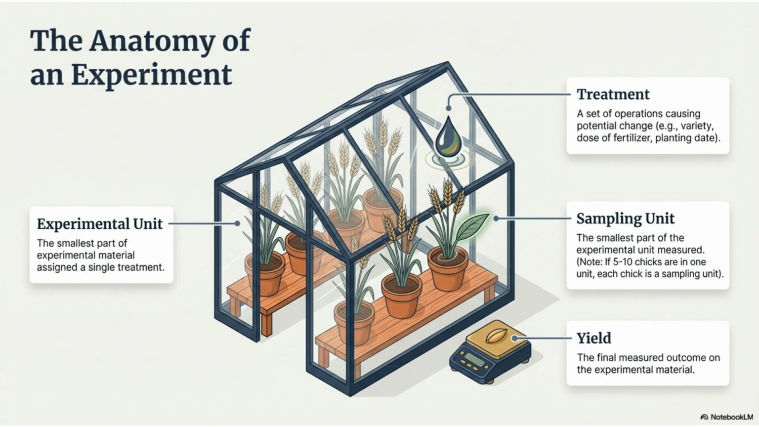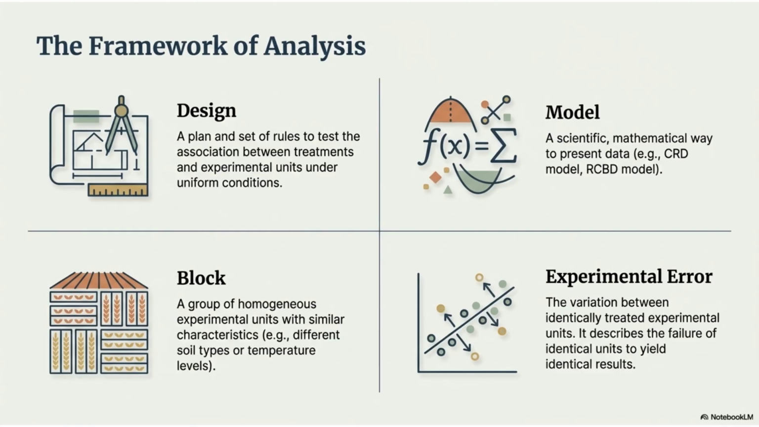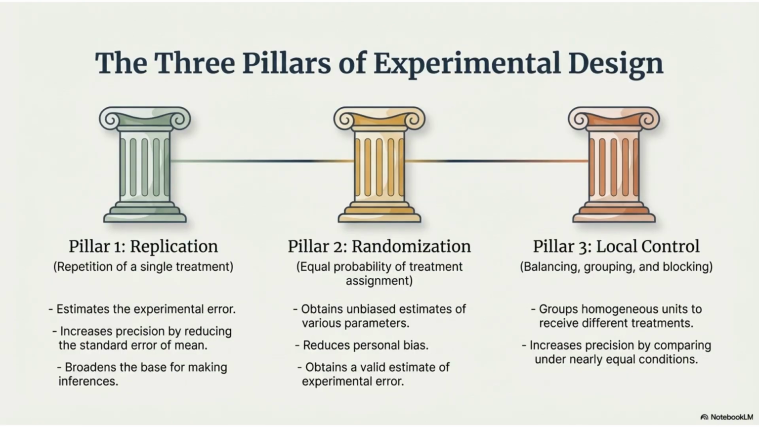Key components include the experimental unit, the smallest part assigned a single treatment, the treatment itself, the sampling unit, and the measured yield. Our framework of analysis involves the design, which is the plan to test treatments, the statistical model used to present data, blocking to group similar units, and experimental error, which is the natural variation between identically treated units. Experimental design relies on three pillars: replication to estimate error, randomization for unbiased estimates, and local control to increase precision by grouping units under similar conditions.